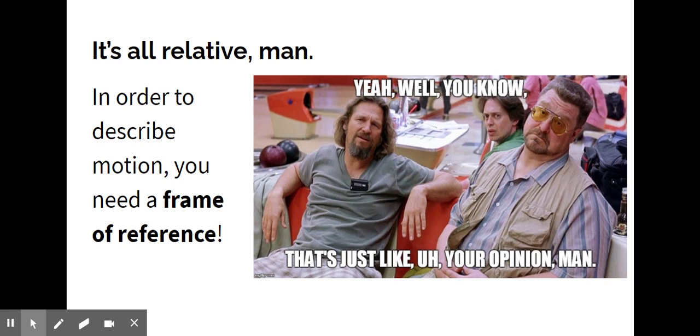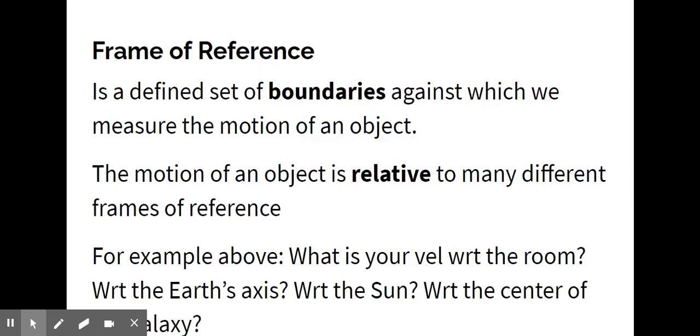In order to describe motion, you need a frame of reference. A frame of reference is a defined set of boundaries against which we measure the motion of an object. The motion of an object is relative to many different frames of reference. In the example above, what is your velocity with respect to the room? You're just sitting on your bed or at your desk, so your velocity is 0 with respect to the room.